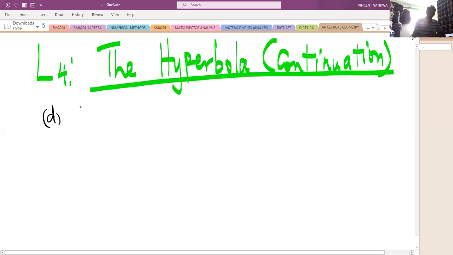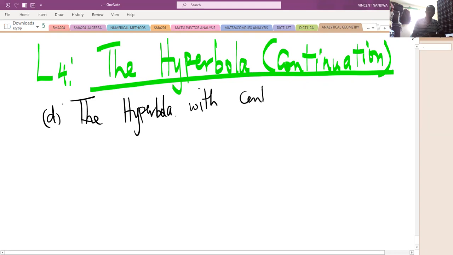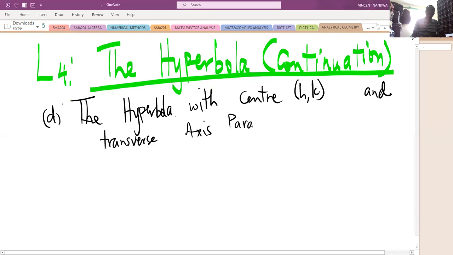So equation of the hyperbola with center h, k and transverse axis parallel to the y-axis.